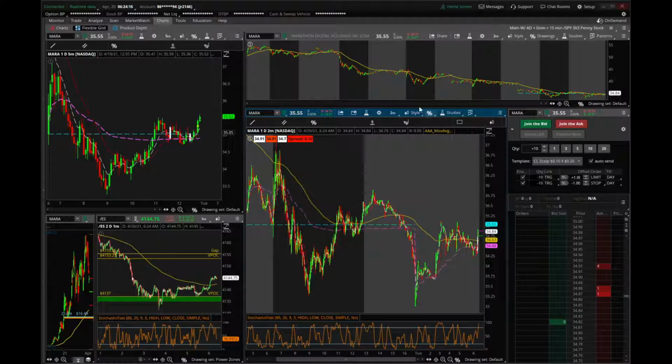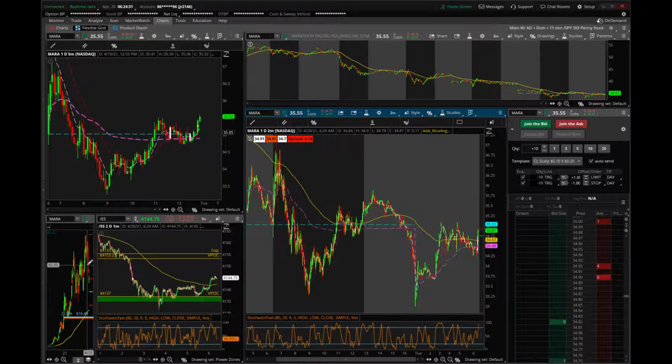Also, one of the things that I love about this layout is, okay, hey, look, it looks like we might break out from here. Well, during regular trading hours, I might come over here and say, hey, what's the daily look like on this?